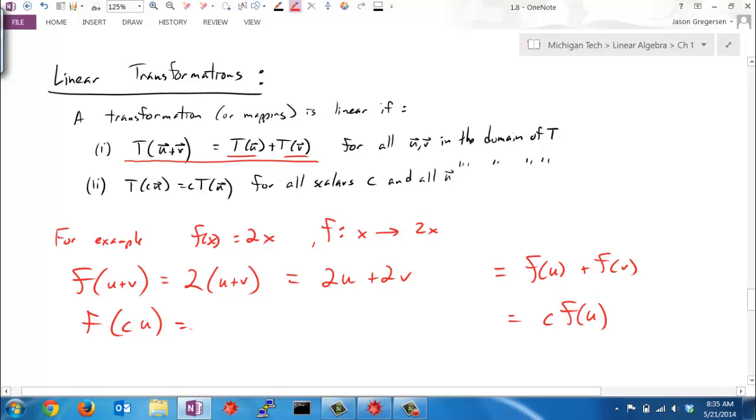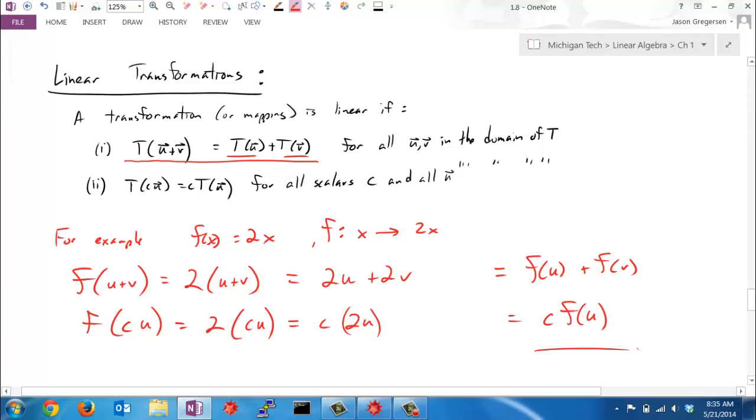So I apply my function definition. F of c times u should be 2 times c times u. These are all just numbers, so I know by the properties of real numbers that I can switch the order and say this is c times 2u. But that's exactly c times the function evaluated at u.